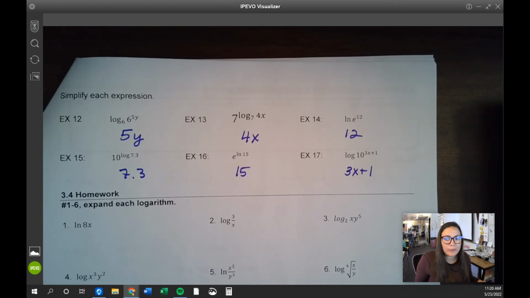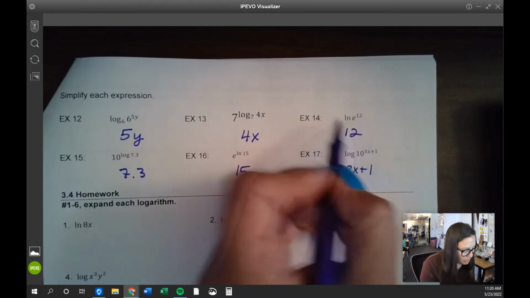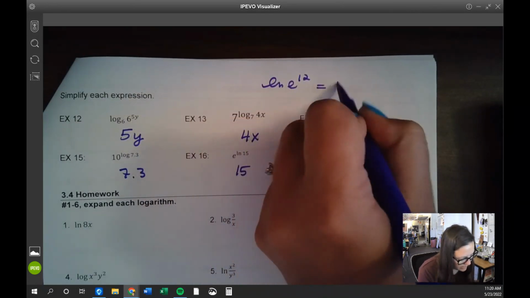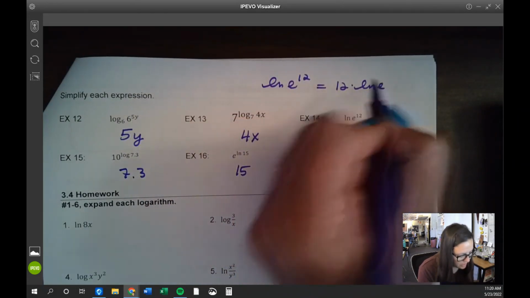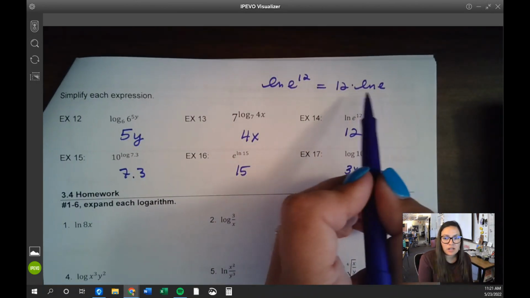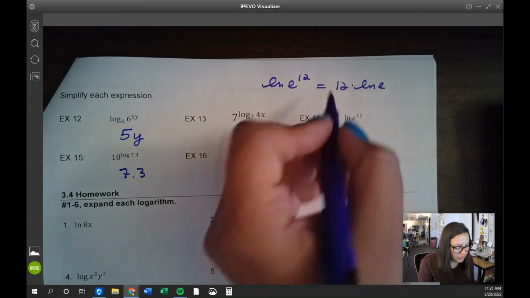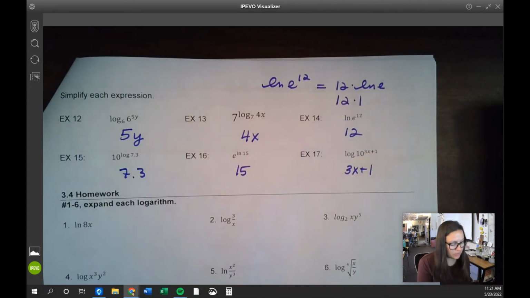Another way to think about it is with our power rule, right? If I have natural log of e to the 12th, I can say that's 12 times natural log of e. Well, what's natural log of e? This asks e to what power is e? Well, that's 1. And 12 times 1 is 12. So, all that to say, logs and exponentials undo each other.